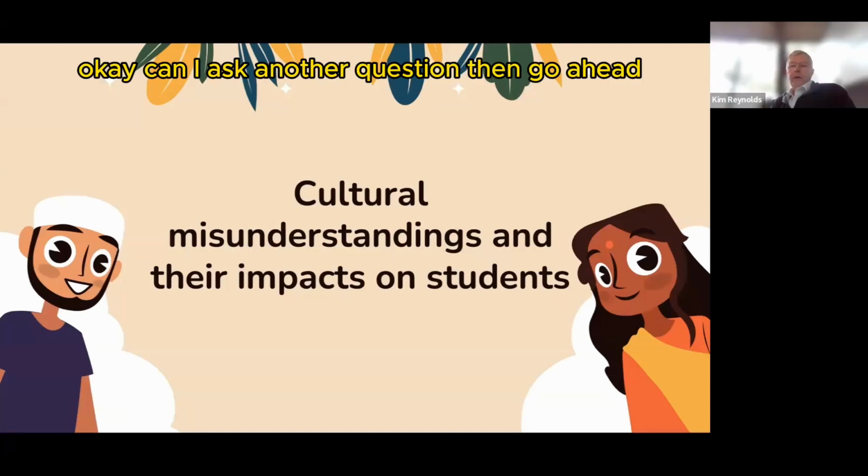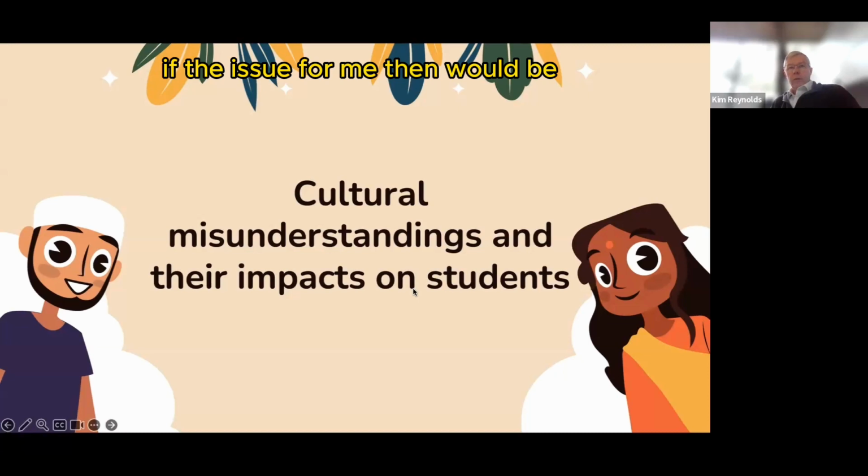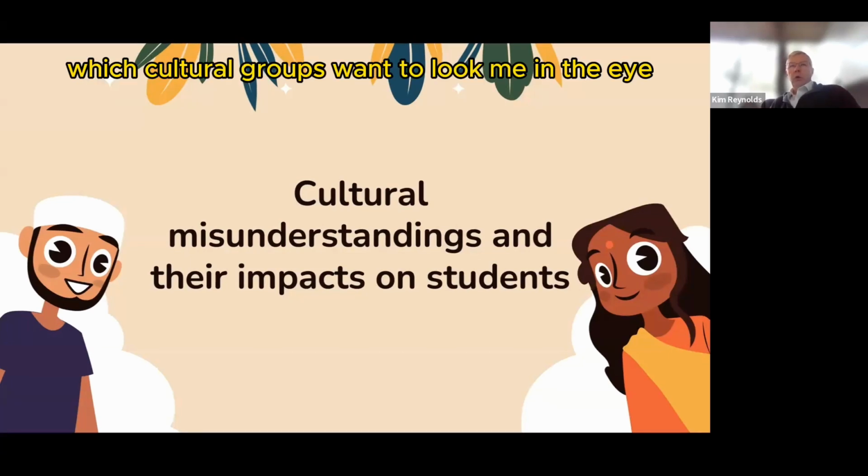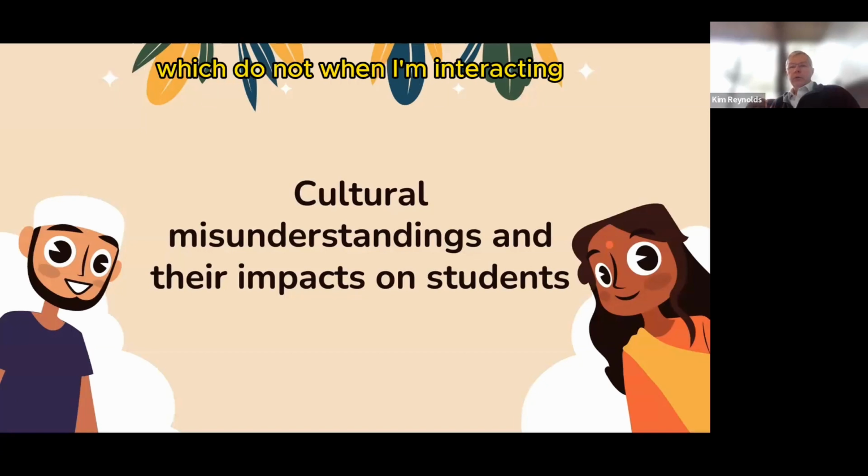Okay. So can I ask another question then? Go ahead. So the issue for me then would be how I would get the information about different cultures, since I'm not from those cultures. How would I know, for example, which cultural groups want to look me in the eye and which do not when I'm interacting?